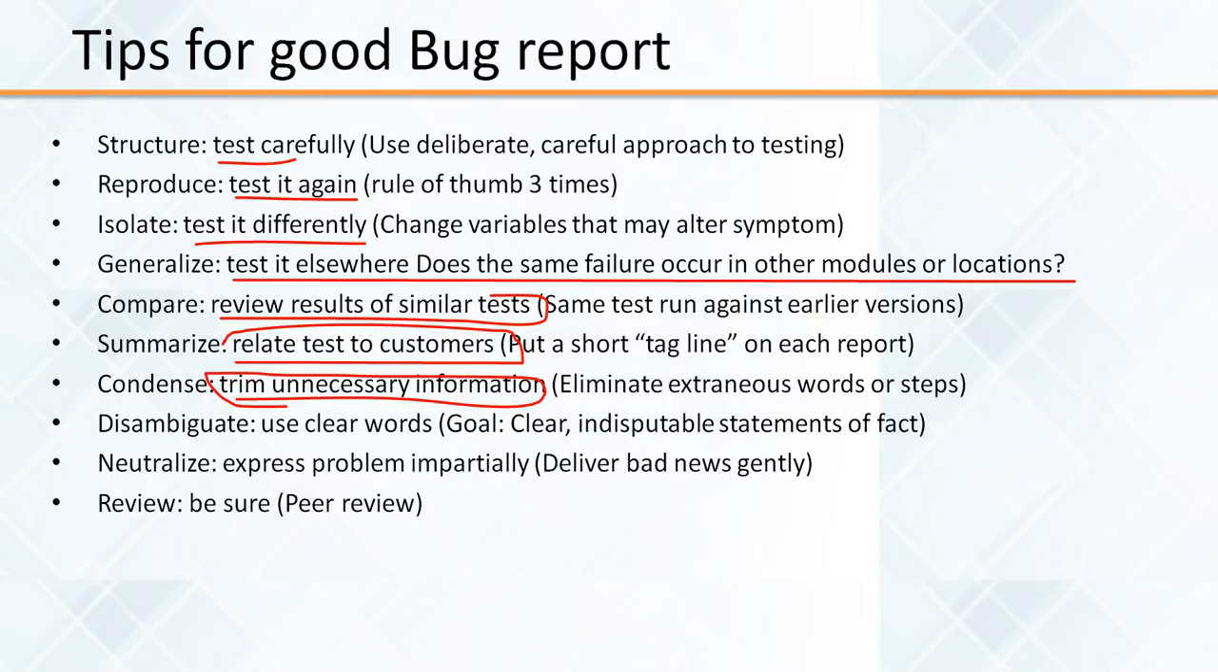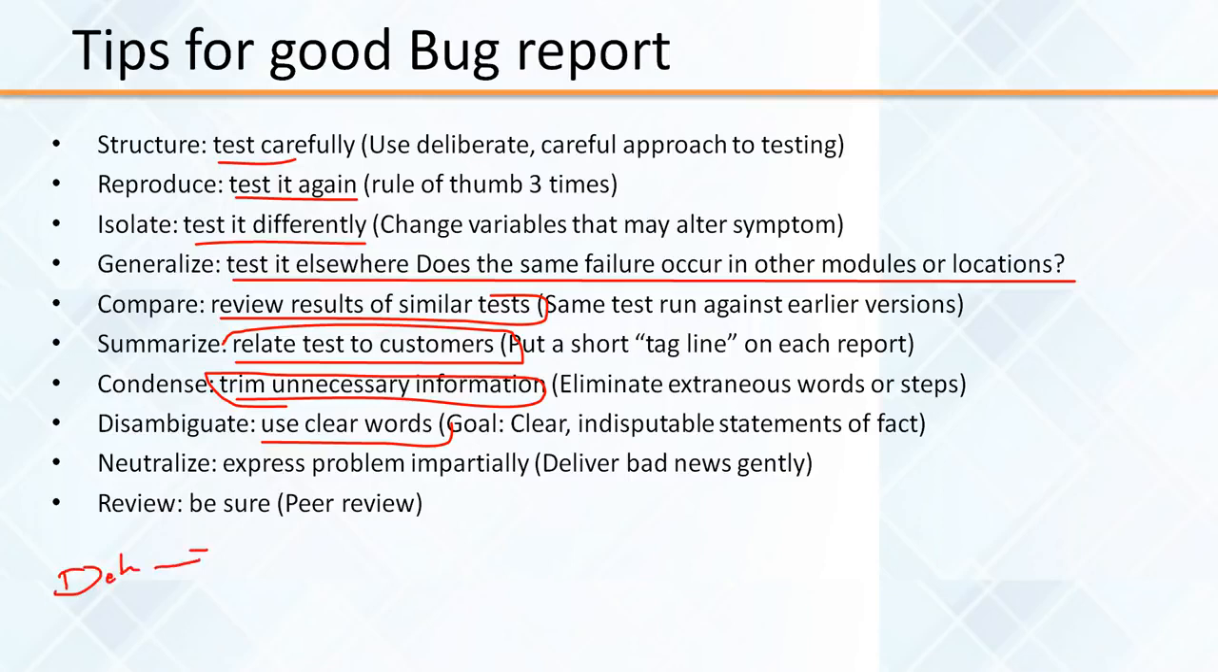And disambiguate, use clear words. Whenever we are communicating the defect to the developer, he should be able to understand very clearly. So that's the reason we need to give him clear steps. And neutralize, express the problem impartially. So deliver bad news gently. Even though the defect is serious, we should communicate diligently to the developer in a proper, official way. Okay, so we should not fight with them.